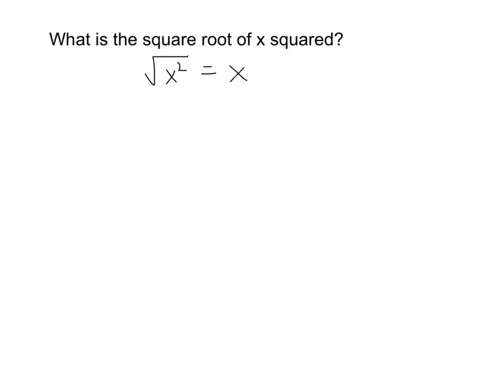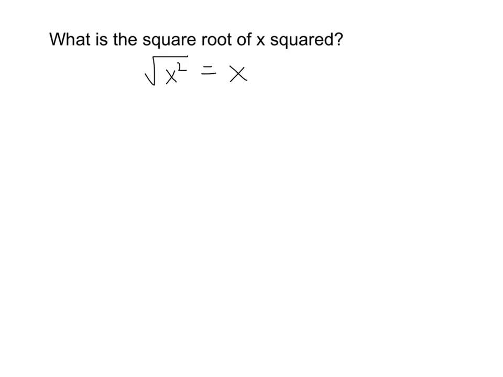The reason we think that is because squaring something and taking the square root seem like they are just inverses of each other. If you square something and then take the square root, it sounds like that makes sense to get back to the original number. So let's test this out. Let's test a couple of cases.